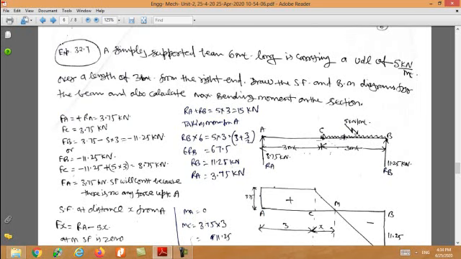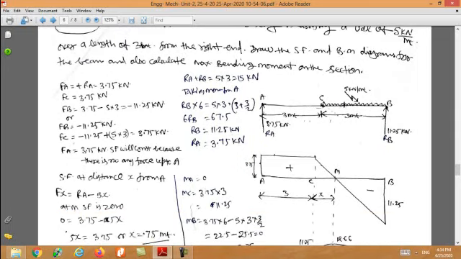And FB, this value will change. It is minus 11.25. When we draw this line, it will be inclined. So for point loads the line is horizontal, but for the UDL it is inclined. Okay.